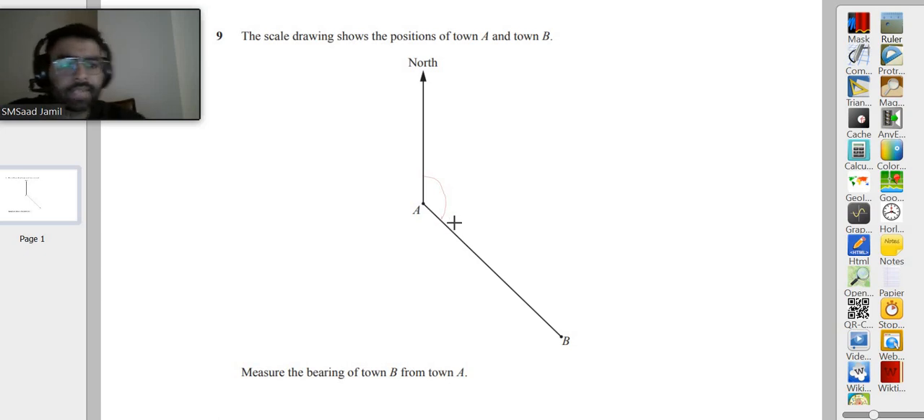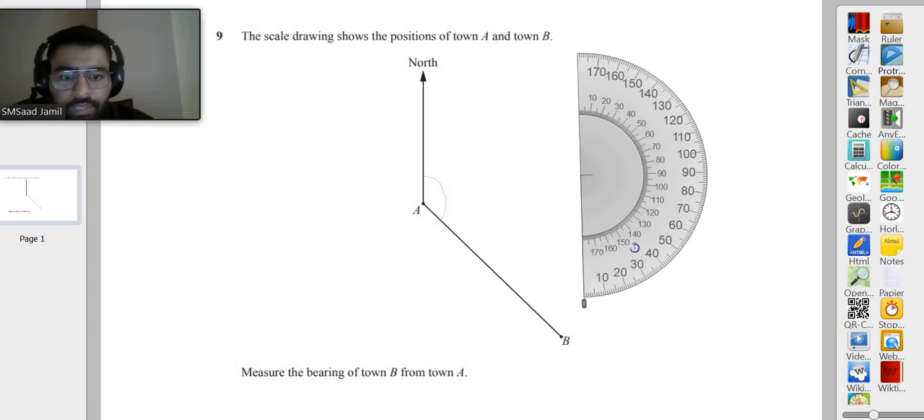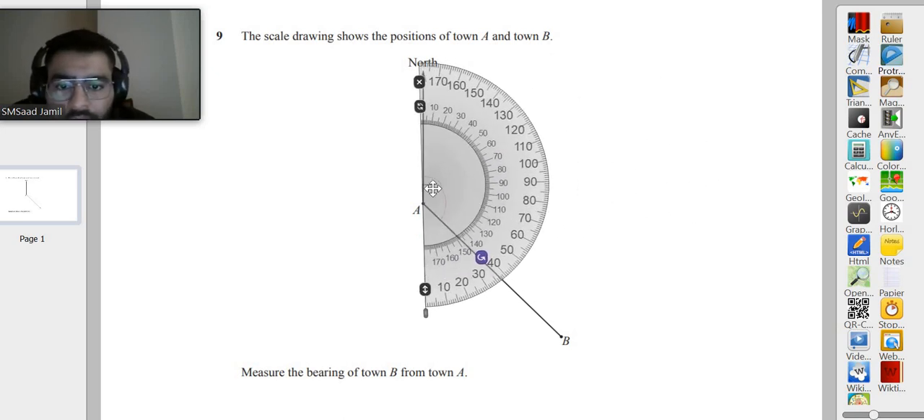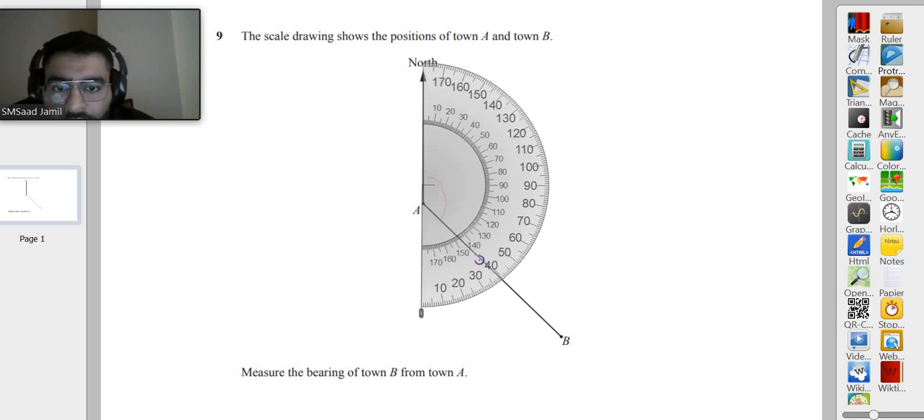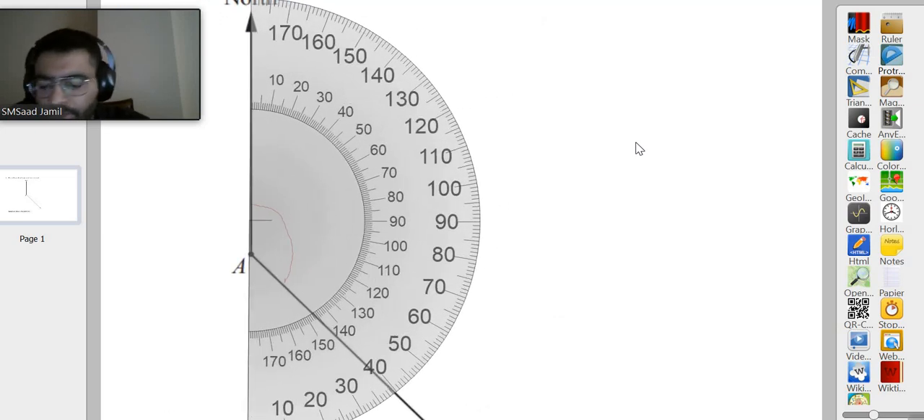Now, what you guys have to do is take out a protractor, rotate it like this, the way I have rotated it, bring it over here, and then rotate it a bit again so it's absolutely straight. Now let's zoom in. Alright, let's zoom in a bit.